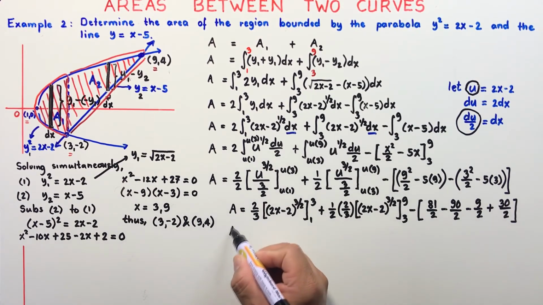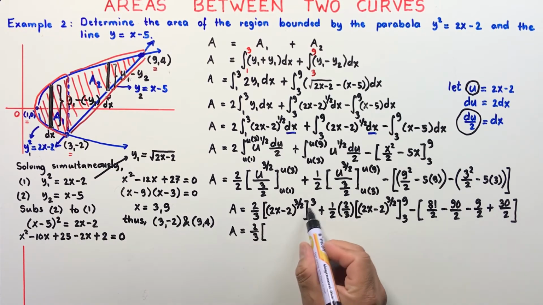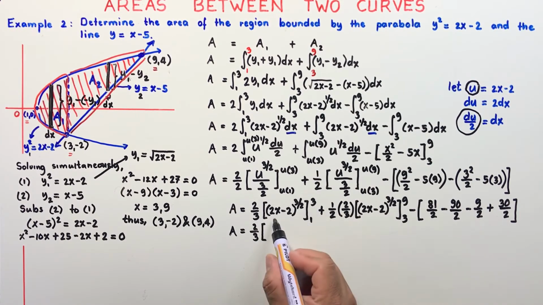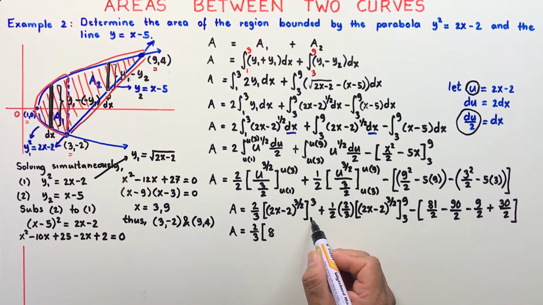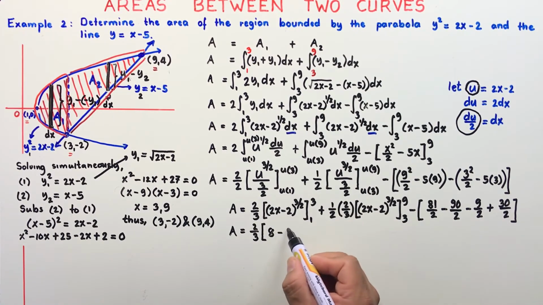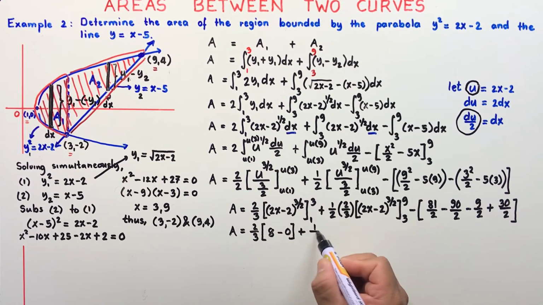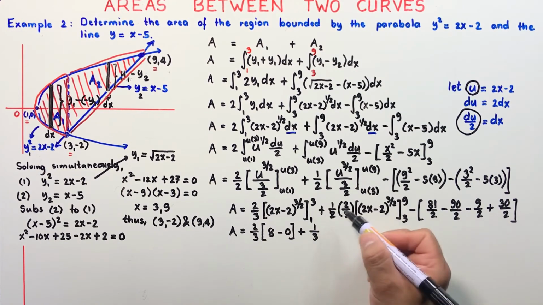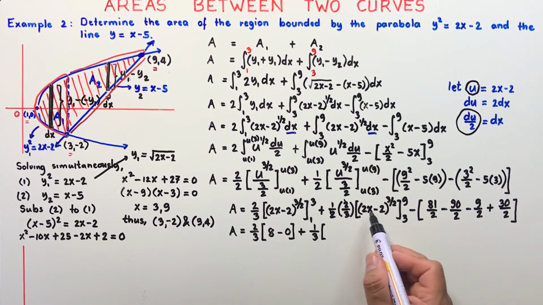So we have area which is equal to 2/3 times the quantity of 2 times 3, which is 6, and 6 minus 2 is 4, and the square root of 4 is 2, and 2 cubed is 8, so that is 8. And when we substitute this one here, we have 2 times 1 is 2, and 2 minus 2 is 0, and 0 to the power 3/2 is still 0, and this will be added to 1/3 because this 2 and this 2 cancel each other, and we have this 9 here.